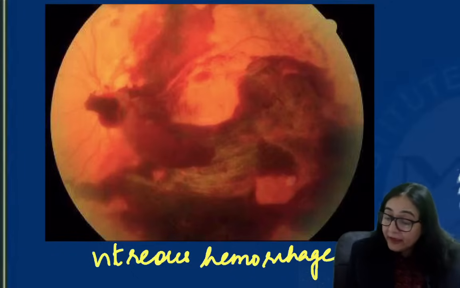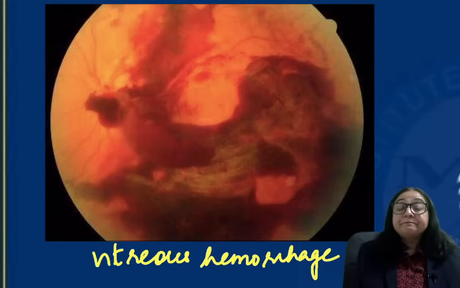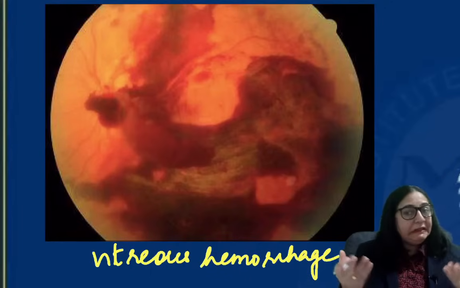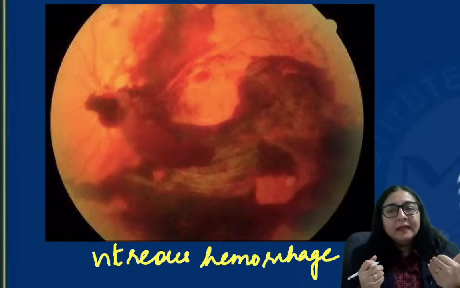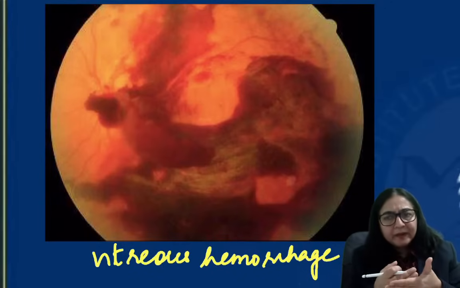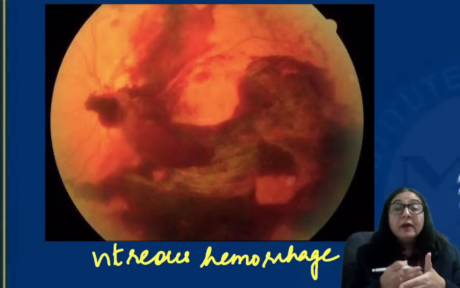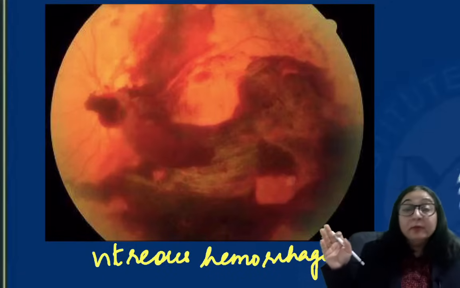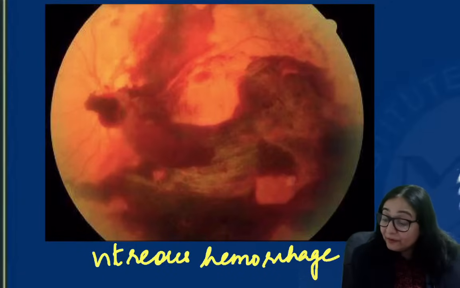Now the vitreous hemorrhage can be seen in a lot of conditions. It can be seen as a complication of proliferative diabetic retinopathy, as I told you. It can happen as a complication of CRVO also. It can happen due to trauma also. It can happen in Eales disease also.